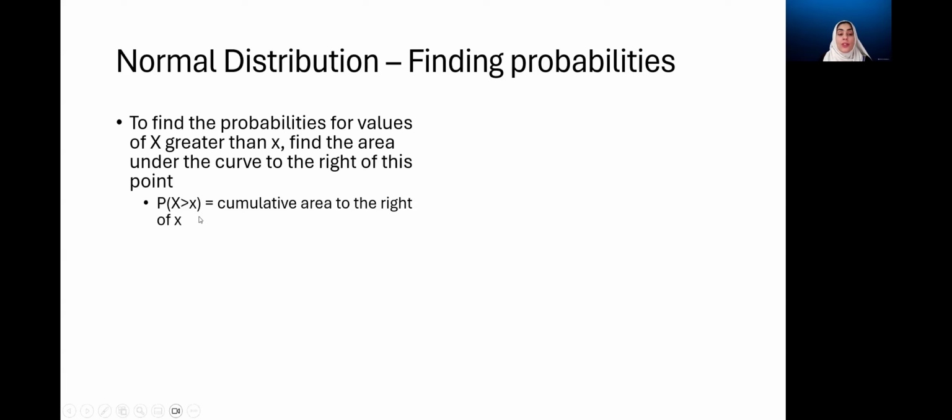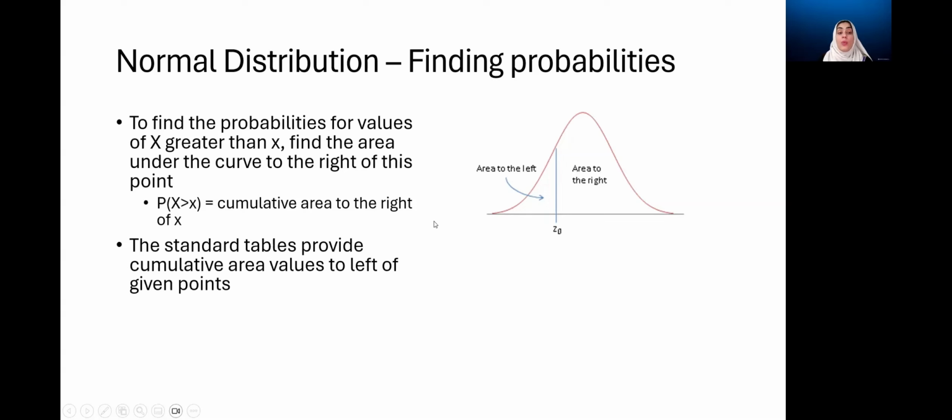So P of x greater than x is the cumulative area to the right of x. And this is depicted in this graphic. Here you see that this is the z value that we're looking at. Area to the left is what is given in the tables. And this is the area to the right, because we want to know the probability of values which are greater than this value z0. So in this case, what do we do?